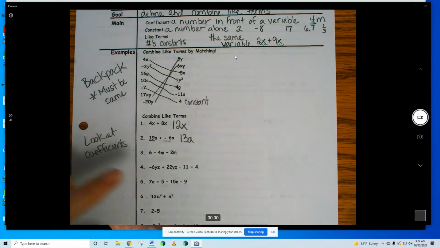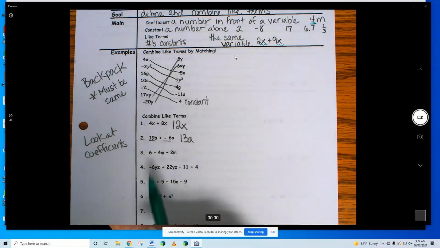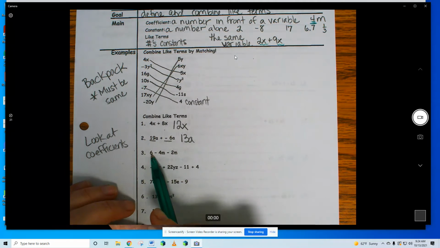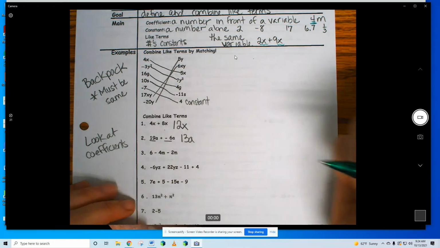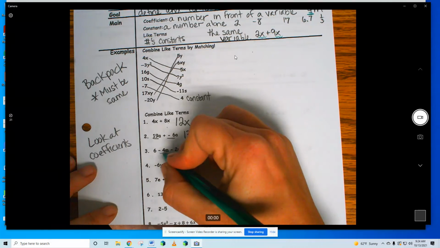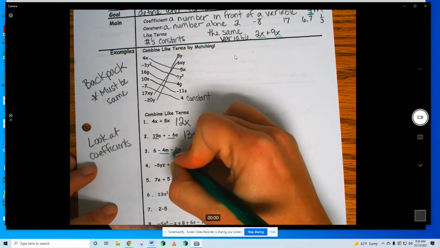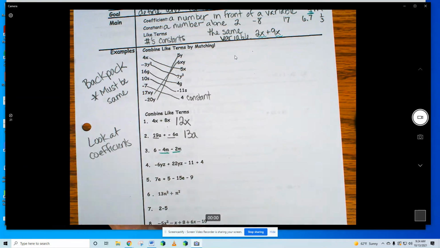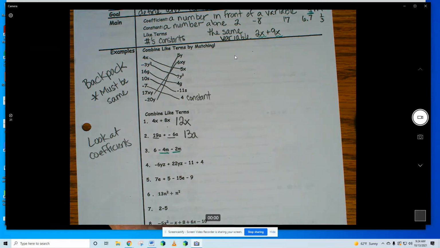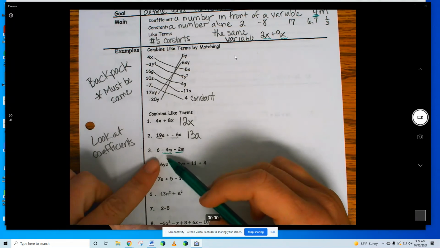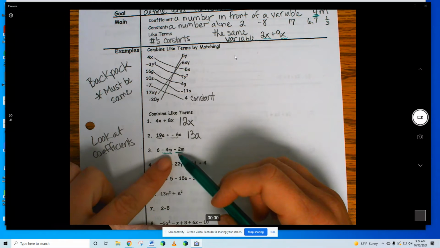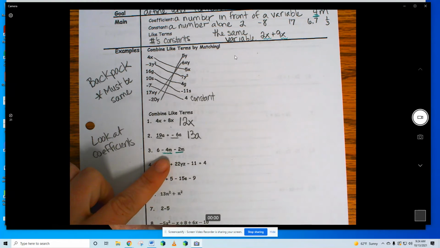Okay, now be careful. I've got some trickiness here. I have a 6. Does 6 go with anything? Is there a like term in any of this? No, 6 is alone. But -4m and -2m. So I'm going to underline them because they're the same, and I can put them together. So it's going to be, what is -4m minus 2m?